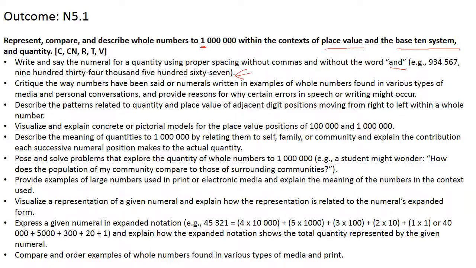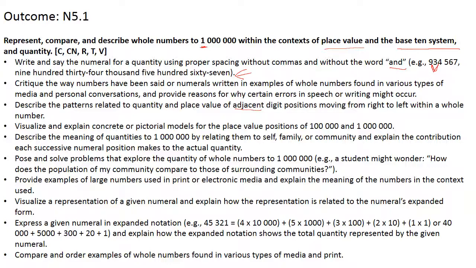The next one, describe the patterns related to quantity and place value of adjacent digits. Adjacent means right beside each other. So when you look back up to the number that we just used, the 9 and the 3 right here are adjacent. They're right beside each other. So what does that mean? How are those two digits related? And what place value do those adjacent digits have? If you move from right to left in a number, what does that mean? And if you go the other way, what does that mean? So we will talk about that in a minute.